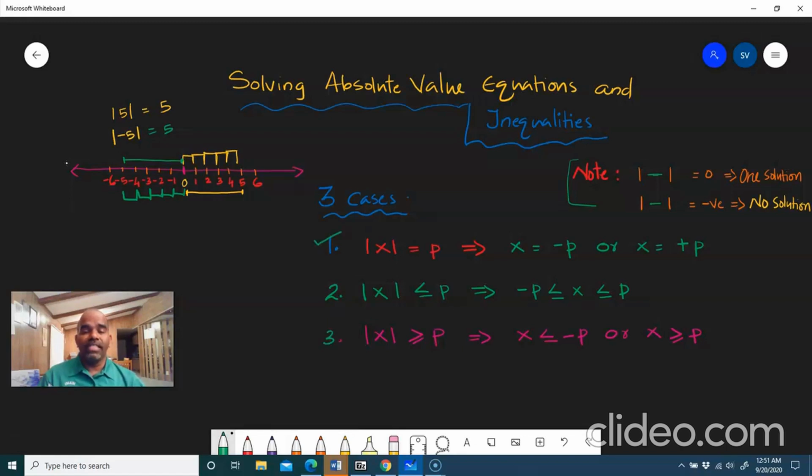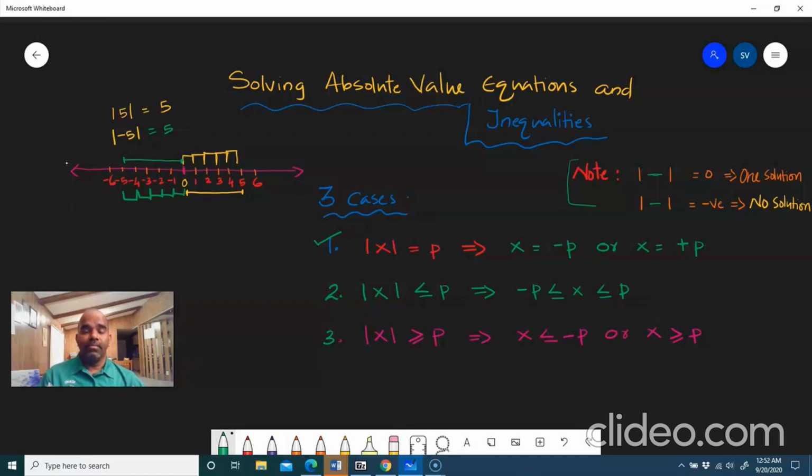absolute value of x is equal to p. Absolute value of x is equal to p means you can eliminate that absolute value like this: x is equal to negative p or x is equal to positive p. That's what we explained in the beginning of this video. Absolute value will be towards the positive side or towards the negative side. Absolute value of 5 and absolute value of negative 5 both are positive.